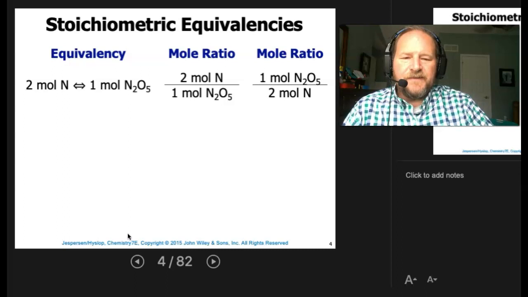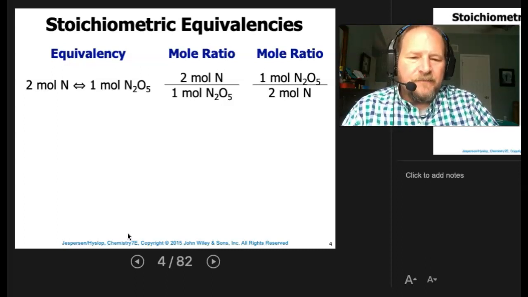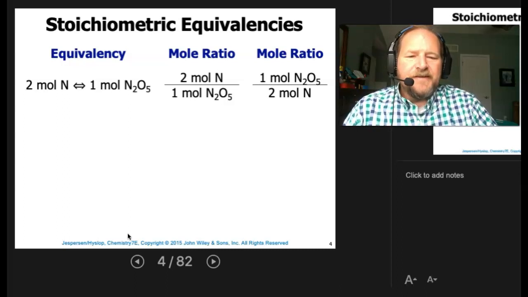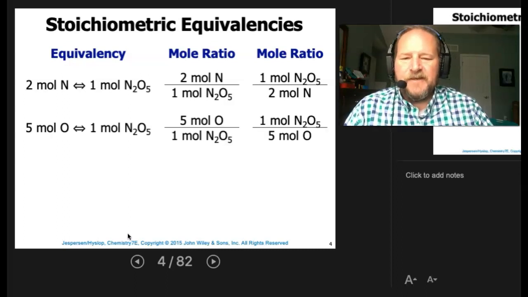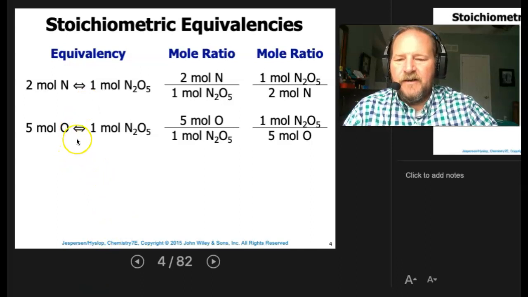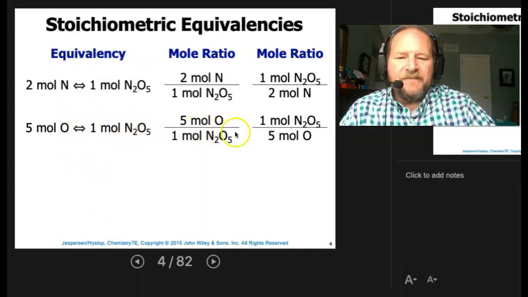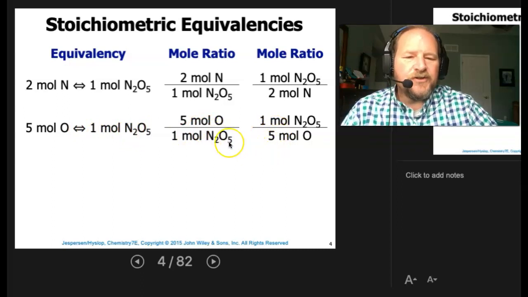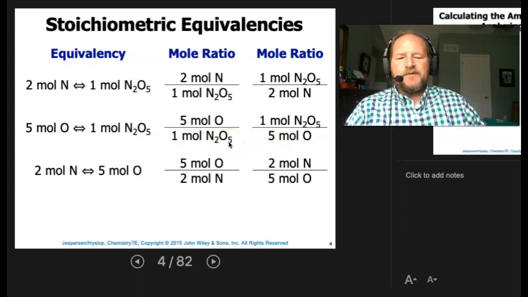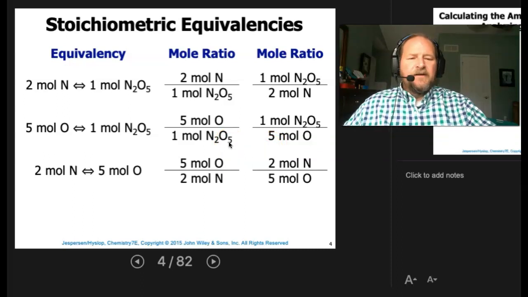We could do 2 moles of nitrogen over 1 mole of N2O5, or we could do 1 mole of N2O5 over 2 moles of nitrogen. So don't let this kind of confuse you at all. All we're literally doing is setting up conversion factors. Okay, so I set up the equality based upon the formula itself. We have 5 moles of oxygen, and instead of having an arrow here, we could just say is equal to 1 mole of N2O5, and that would give me the 2 potential conversion factors. Okay, and of course we can do that for all 3 of these.